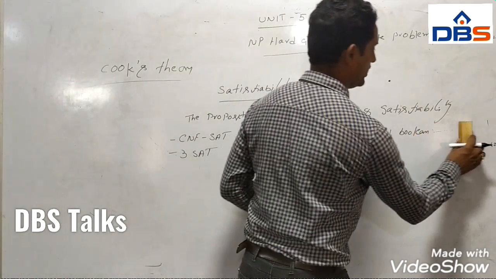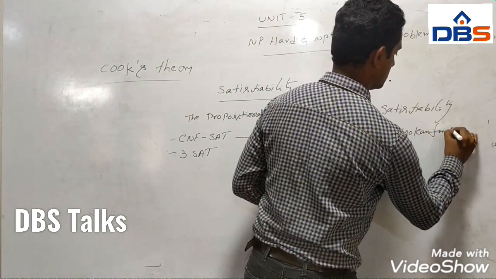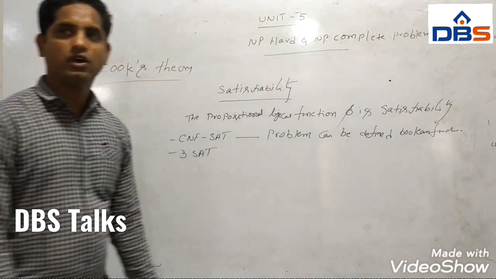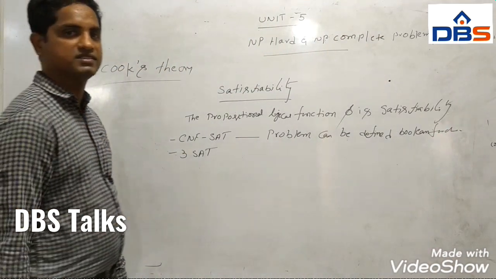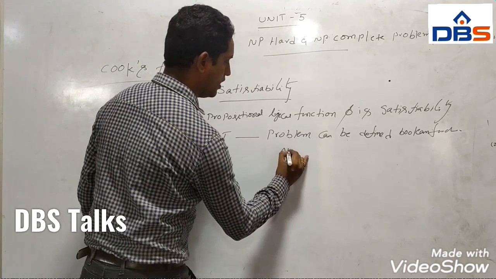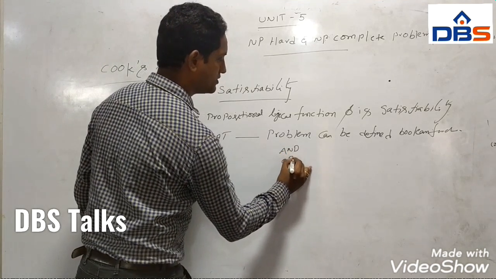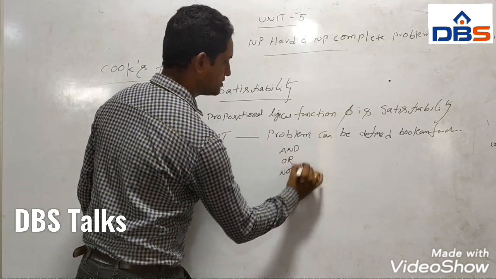Boolean function. In a Boolean function, three different types of operations are there. The first one is the AND operation, the second one is OR, and the third one is NOT.